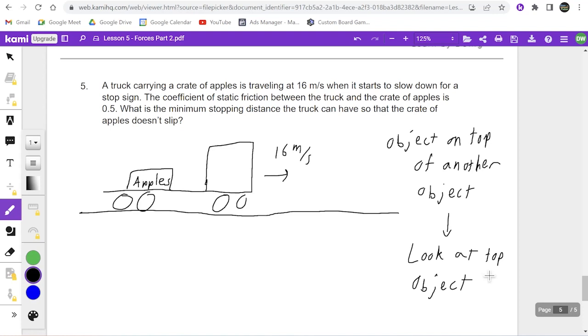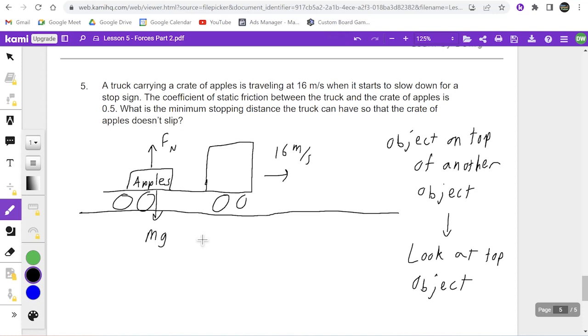Okay? So for that reason, when I draw my free body diagram, I'm just going to worry about the apples, which means I have normal force Fn going up, got gravity mg going down, and I do have at least one more force.